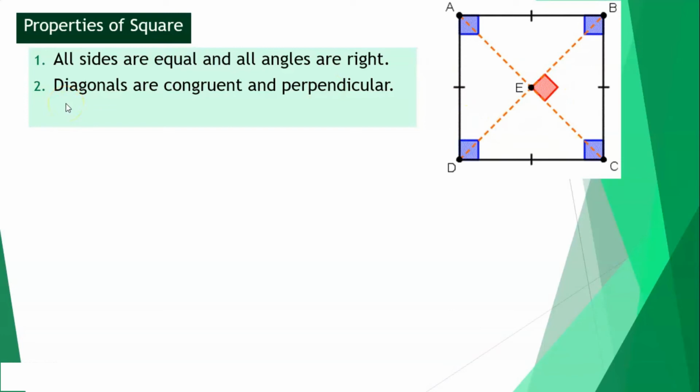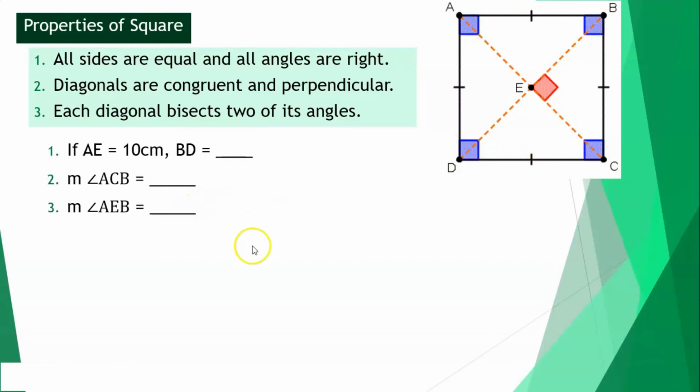Take note, in a rectangle, diagonals are congruent. For a rhombus, diagonals are perpendicular. For a square, diagonals are congruent and perpendicular at the same time. So take note of that. And each diagonal bisects two of its angles. So take note, if all angles here are 90 degrees, it would follow that half of this would be 45 degrees.